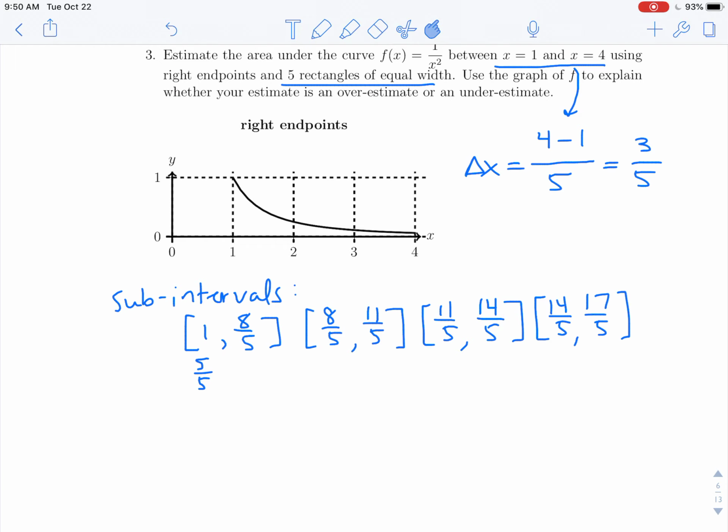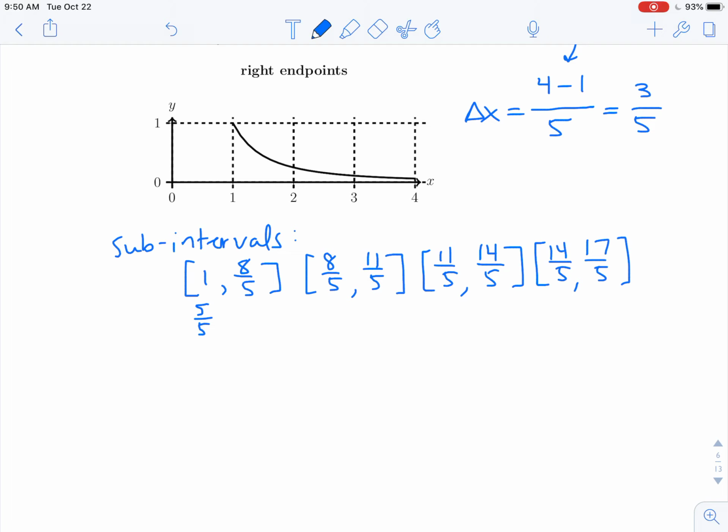And then the very last one, which I barely maybe have enough room for, starts at 17/5, and you add 3/5, and you get 20/5. And 20 over 5 is the same thing as 4. We were supposed to start at 1 and end at 4 and have 5 subintervals. Double check that you have 5 subintervals. 1, 2, 3, 4, 5. Yes. We started at 1 and we ended at 4.